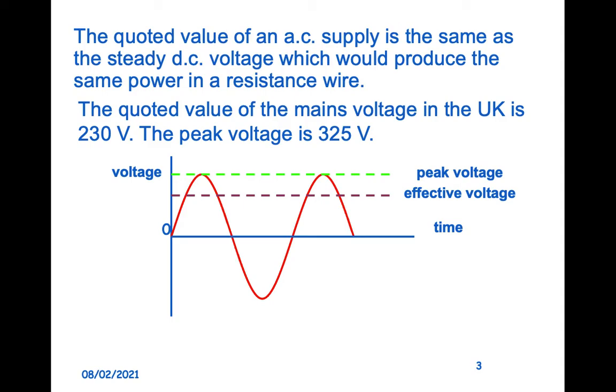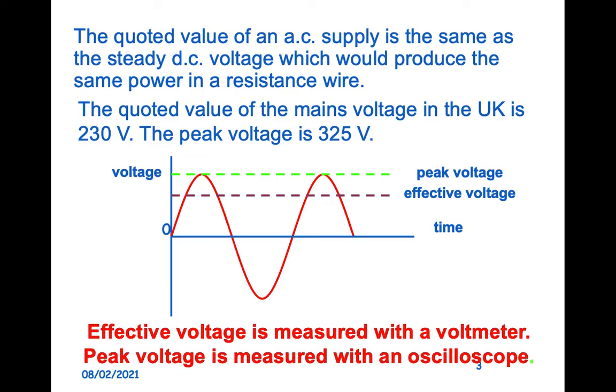So the majority of the time, the value of the voltage is 230 volts, but you've got this peak voltage that's a little bit higher. If you're measuring voltage with a voltmeter, you get your effective voltage, or your quoted, your kind of normal voltage, so your 230 volts. If you're looking at it with an oscilloscope, you get the peak voltage, which is 325 volts in this case.